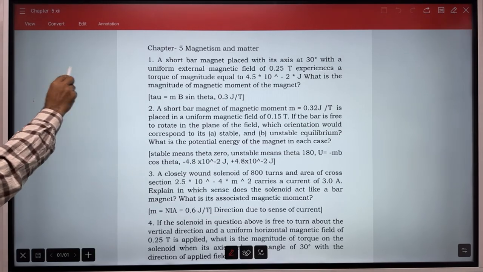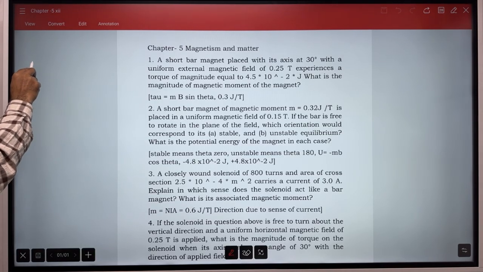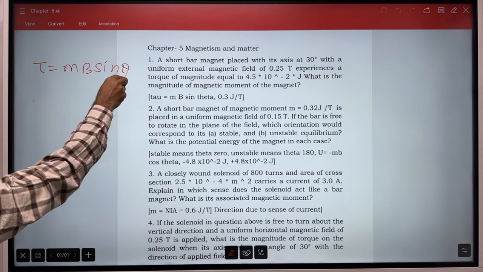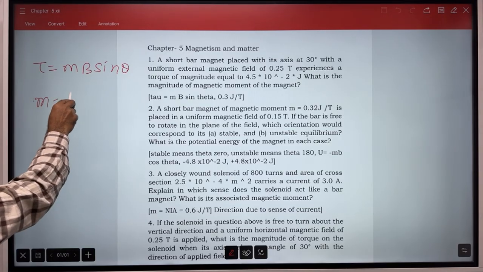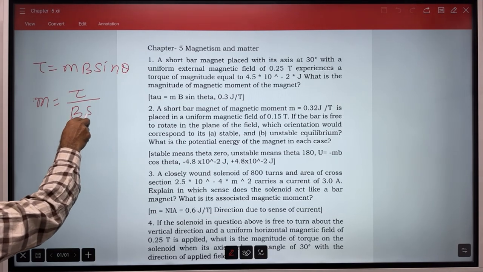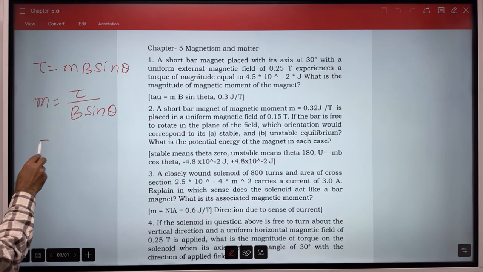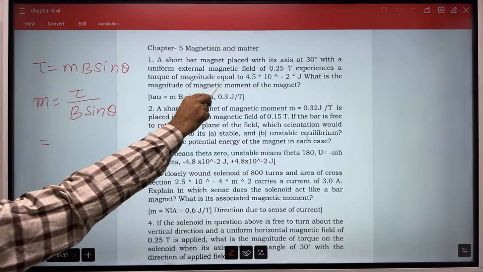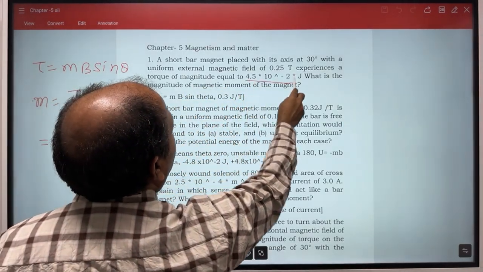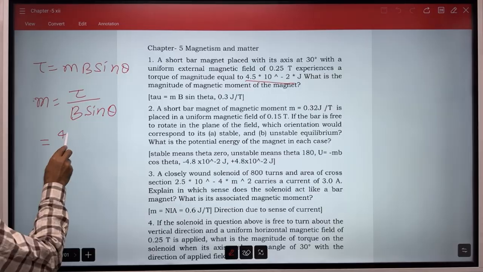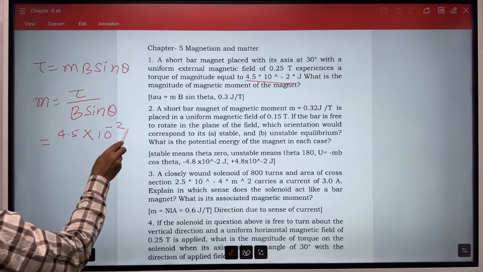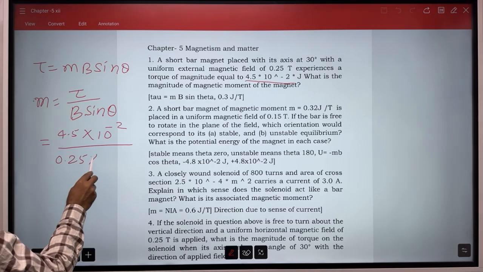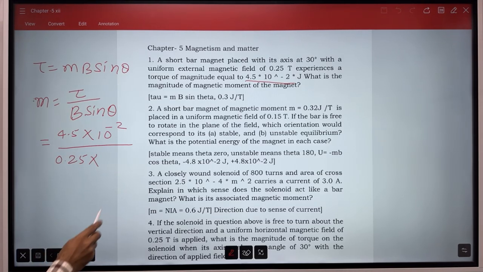our concern is to find magnetic moment, and you know tau equal to mb sine theta. So we can find m equal to tau divided by b sine theta. In our question, the value of torque is given as 4.5 into 10 power minus 2. So 4.5 into 10 to the power minus 2 divided by B, strength of magnetic field is 0.25, into sine theta, sine 30 degree.